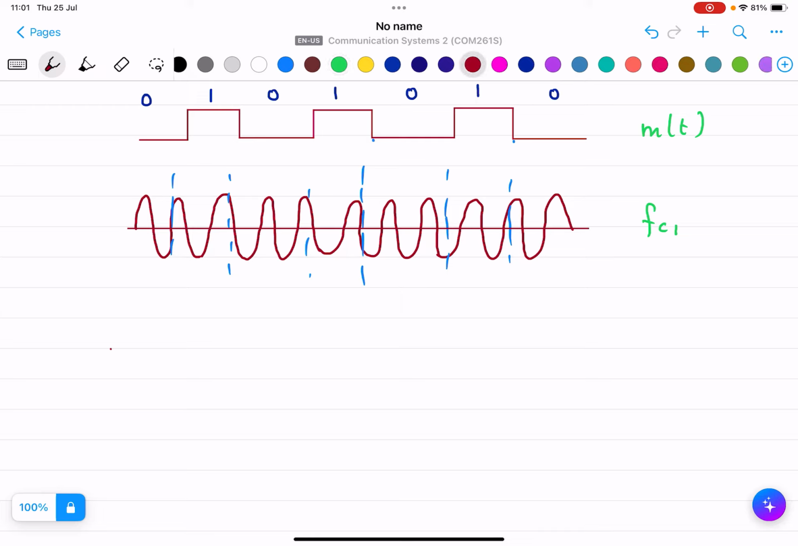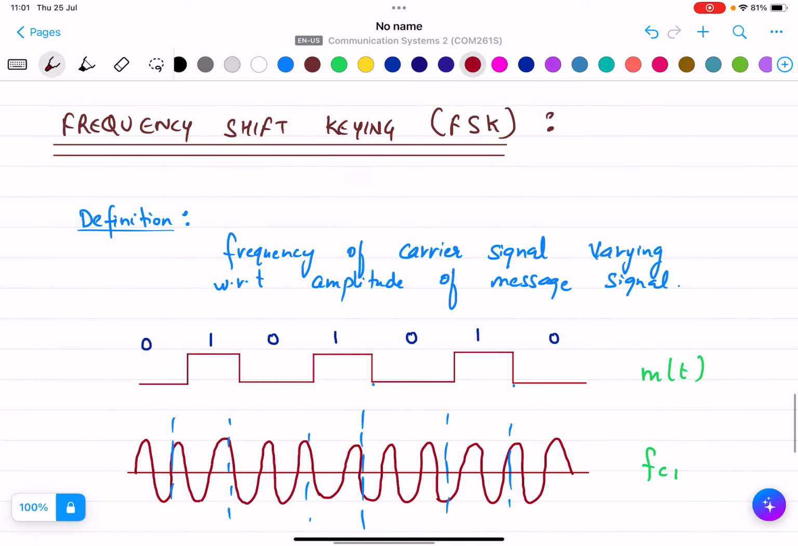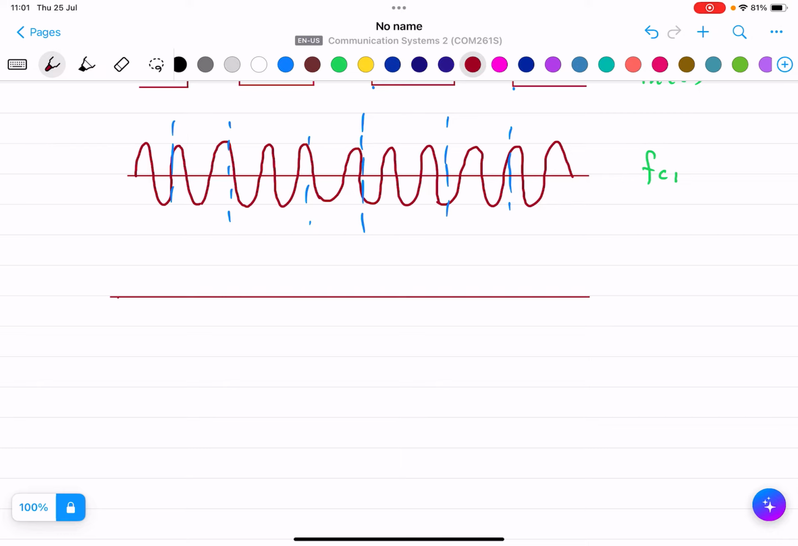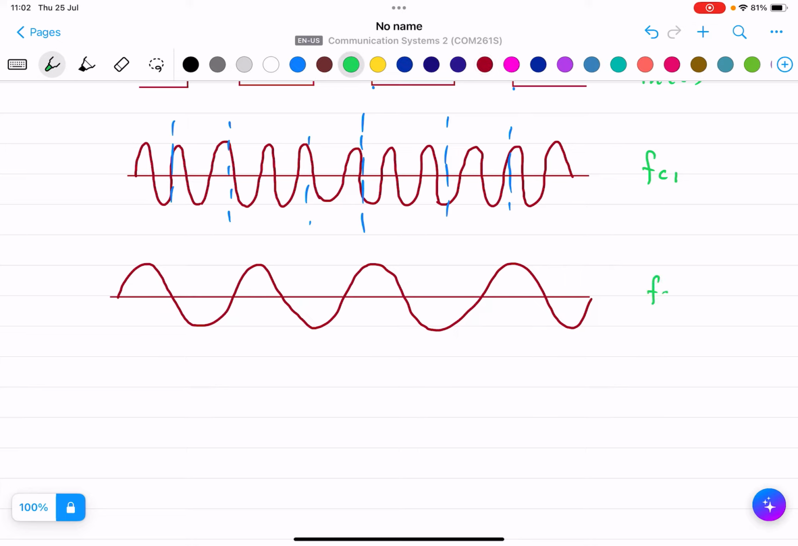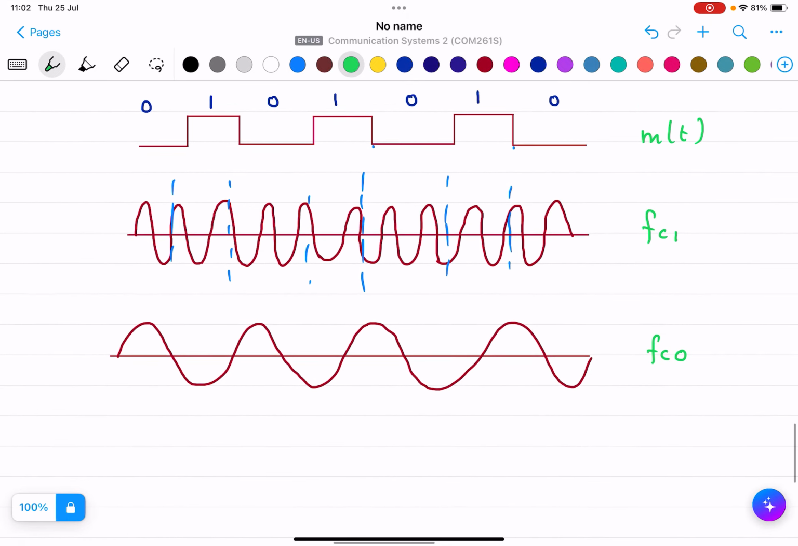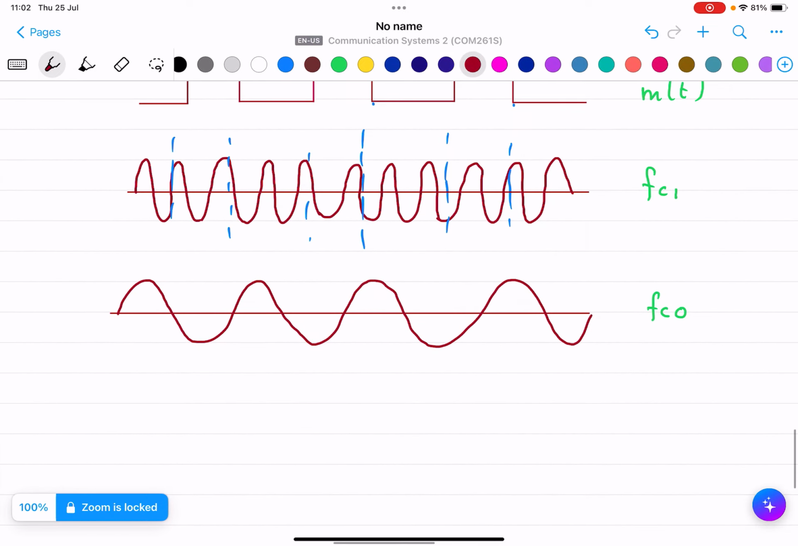Okay, now I'll make another carrier here. So maybe I can make the low frequency like this. This is my another carrier. I can write it FC2, or let us say FC naught. Now if I need to make FSK, what will be the final signal? Can anyone guess?